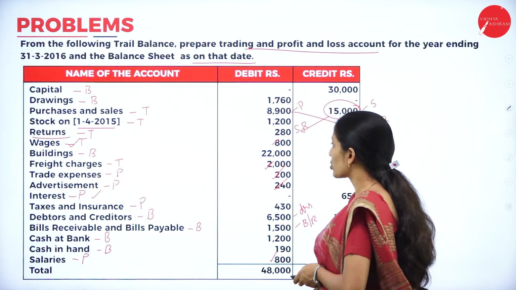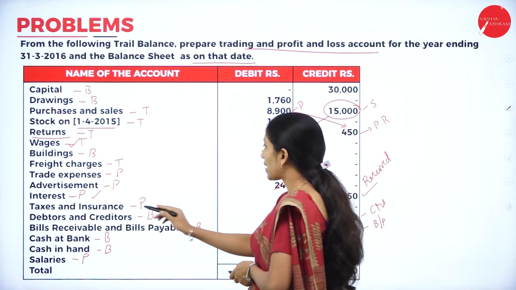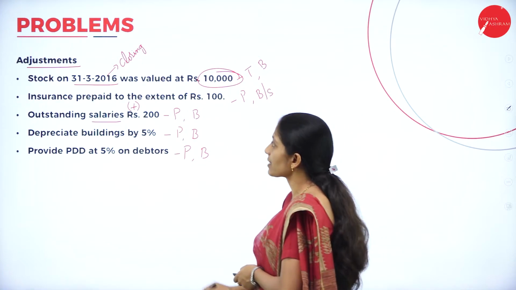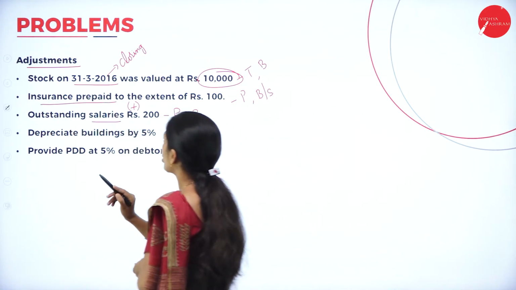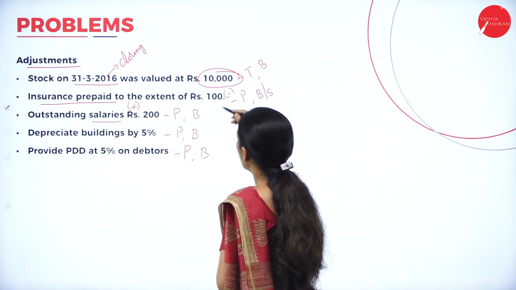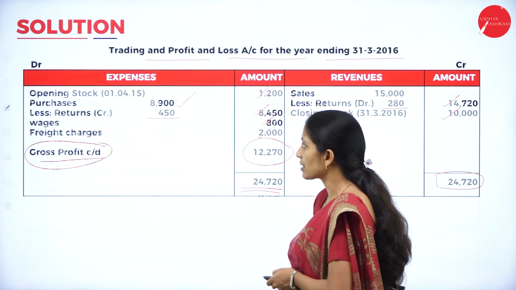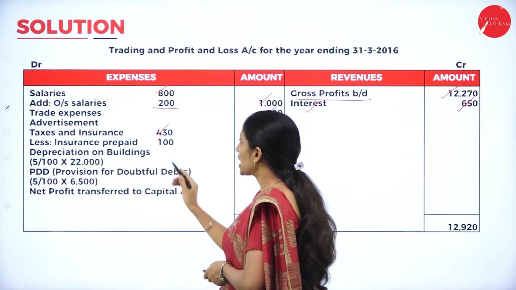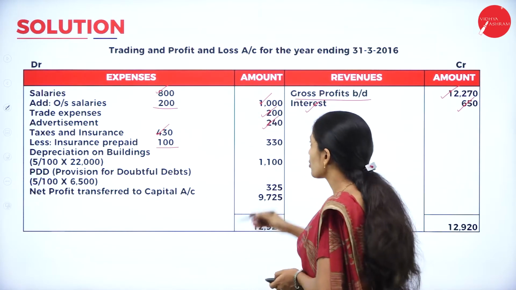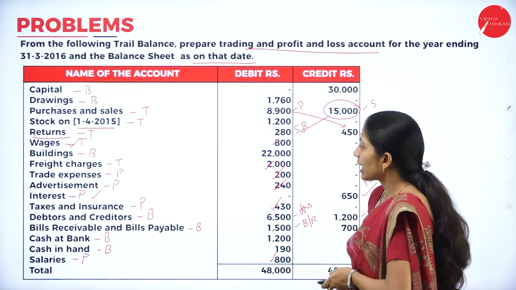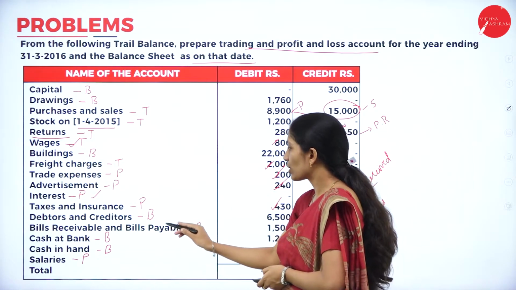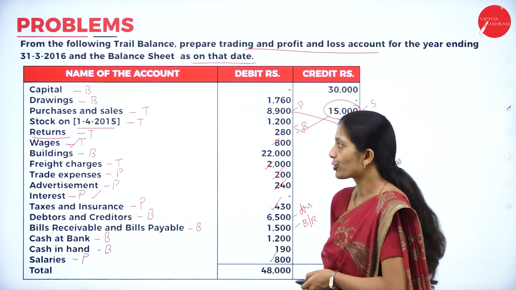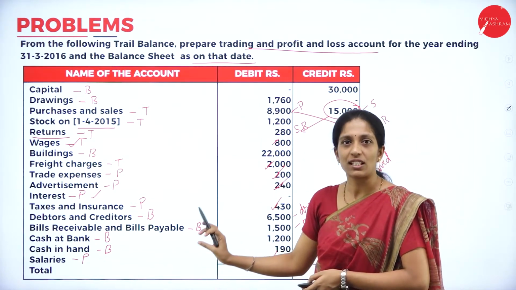Now coming to the next one, after interest we have taxes and insurance 430. But there is an adjustment on taxes and insurance, that is prepaid insurance. So what you have to do? Minus prepaid insurance. So how do we record? Taxes and insurance 430 minus insurance prepaid 100. So that you will get 330. Next one, after taxes and insurance, these all come under balance sheet. So we have recorded salaries also. Now we are done with the items in the trial balance.